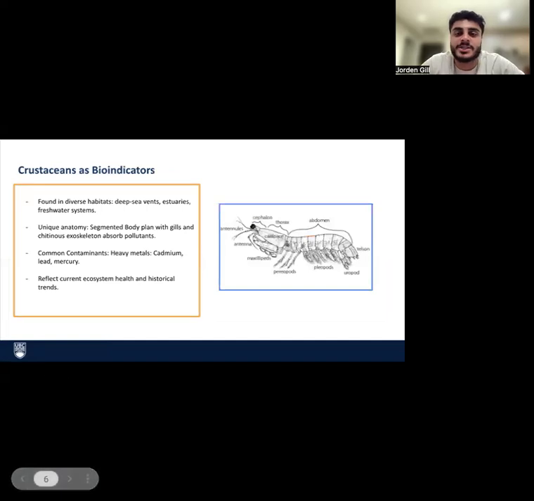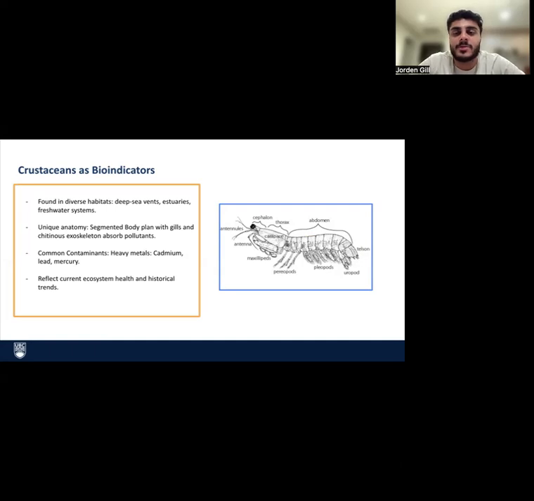Moving on to crustaceans as bioindicators. Crustaceans, which include crabs, lobsters, and shrimp, are incredibly versatile bioindicators thanks to their diverse habitats and unique anatomy. They are found in environments ranging from deep sea vents to coastal estuaries, making them ideal for monitoring a wide range of aquatic ecosystems.